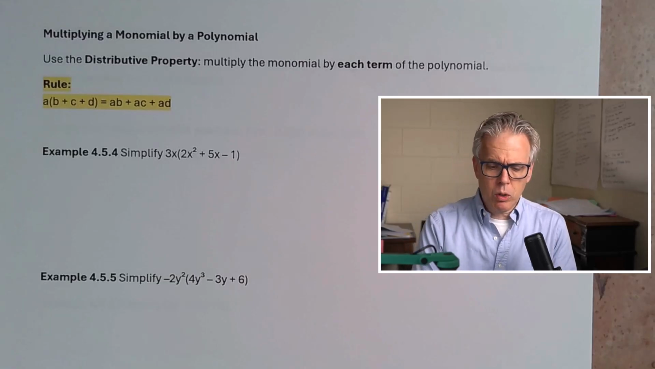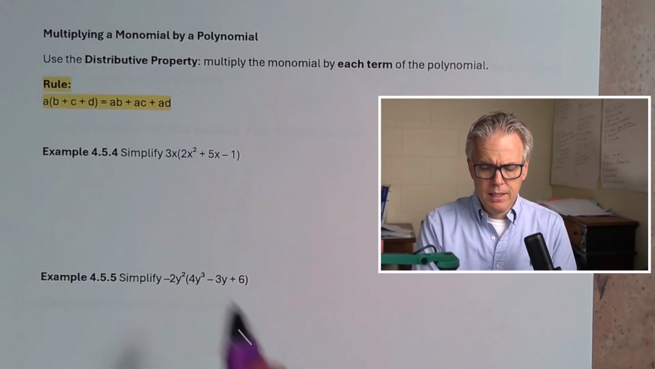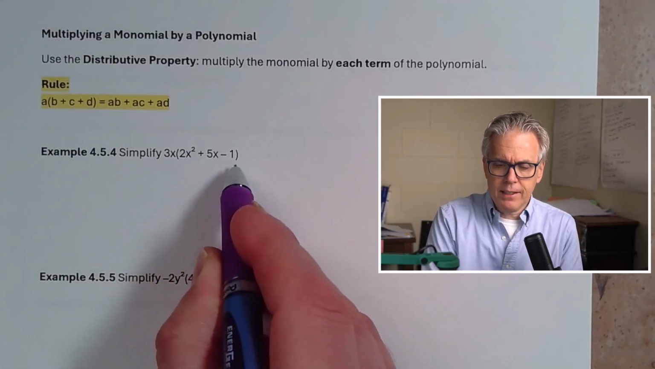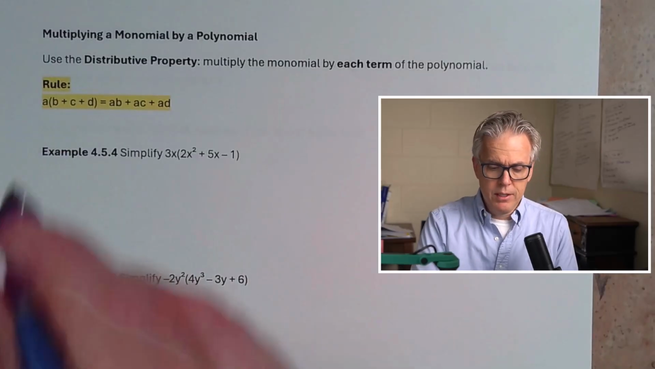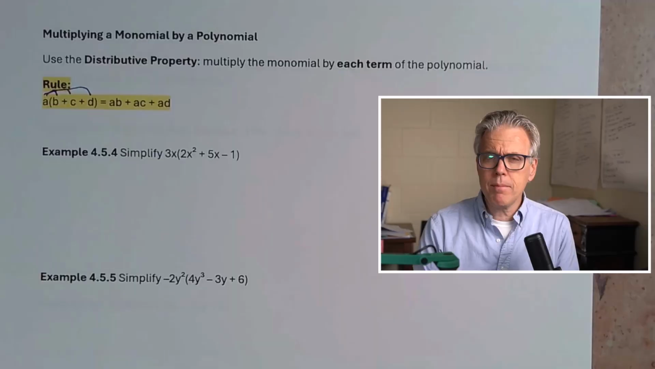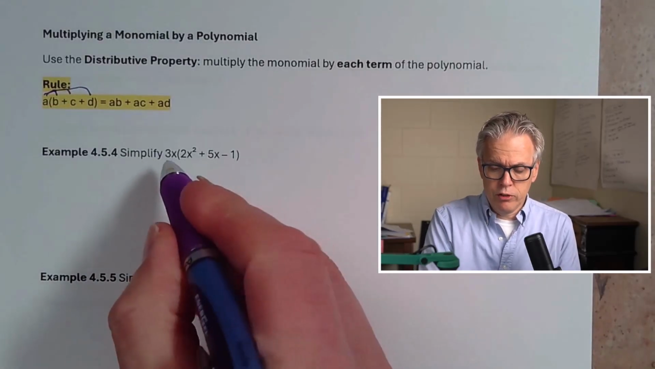In this section, we're multiplying a monomial times something other than another monomial. So in this case, we've got 3x times 2x squared plus 5x minus 1. Now here's our rule. We are just using the distributive property. So we are taking this a and multiplying it by b, by c, by d, however many terms we have in there. And we have seen this in a much earlier lesson on distributive property.